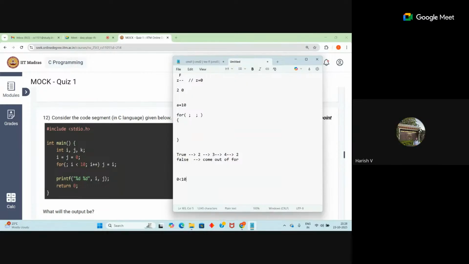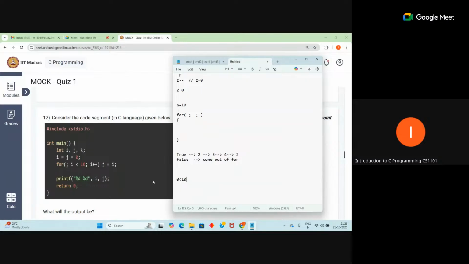Is it? This is called initialization. In the for loop, the first semicolon means there is no initialization before that. Okay, ma'am. Because the value I is equal to 0 is already given previously, that's why he omitted the initialization.